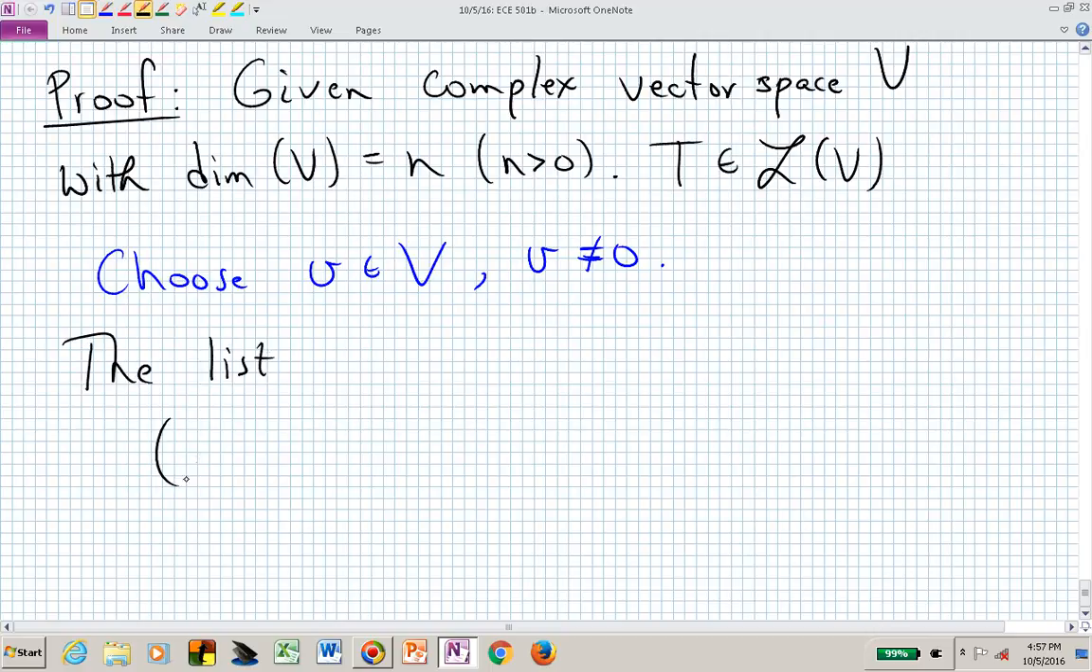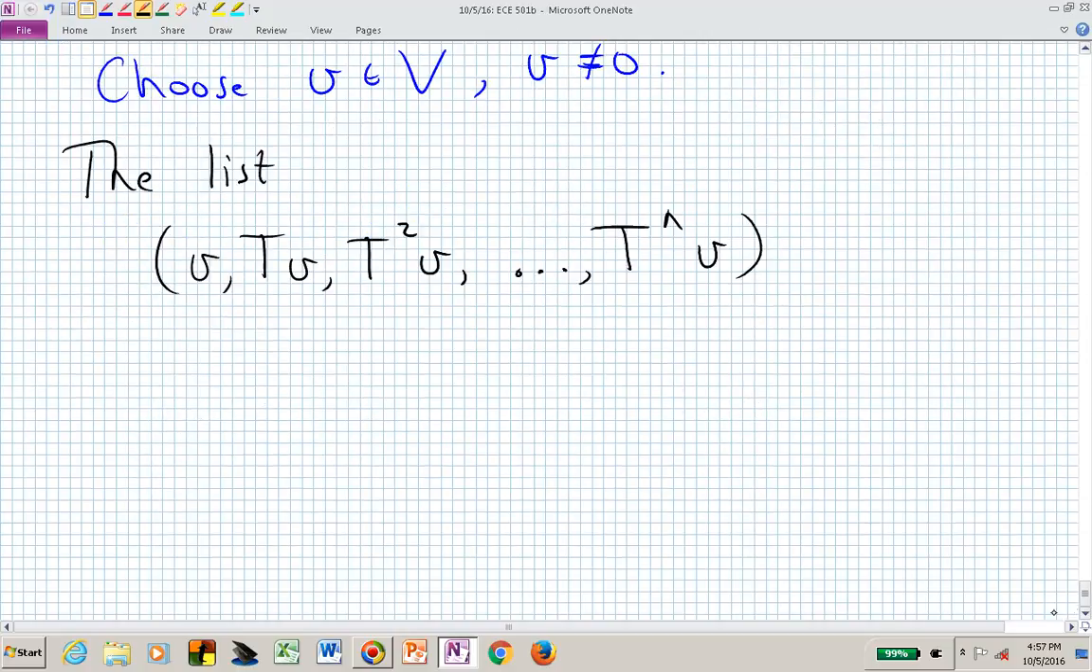What if I create the following list? v, Tv, T squared v, on up to T to the n v. What do we know about the dependency or independence of that list? Do we know anything? Can we make any conclusion? v was arbitrary, but it's non-zero. We now are operating on that by a linear operator T on an n-dimensional space. How many vectors are in that list? That's actually the key.